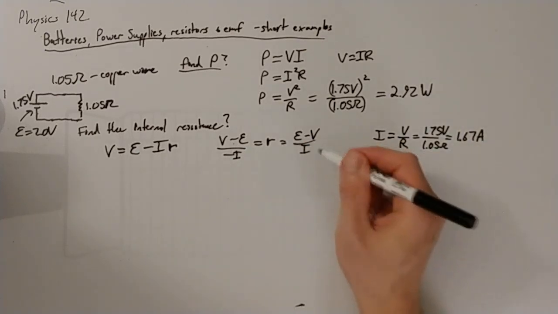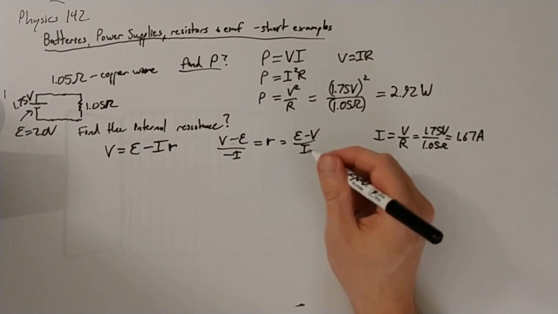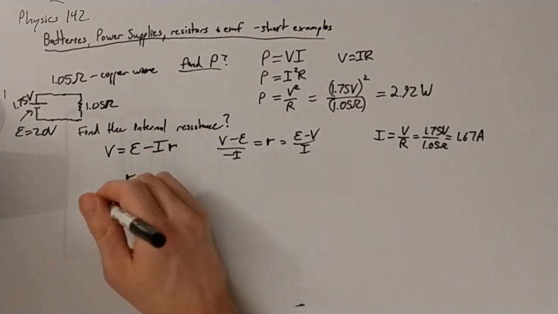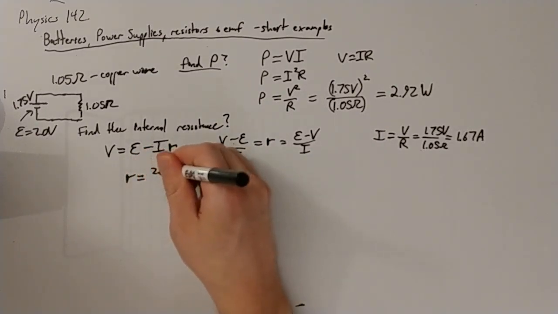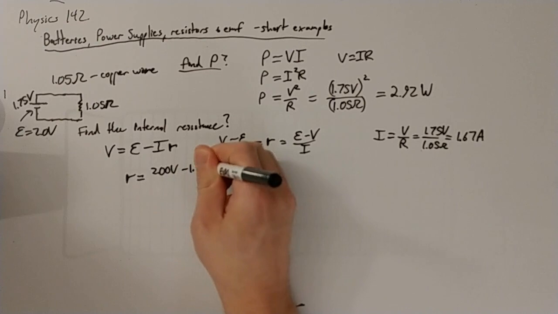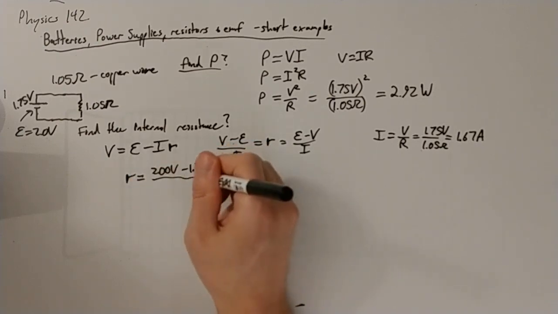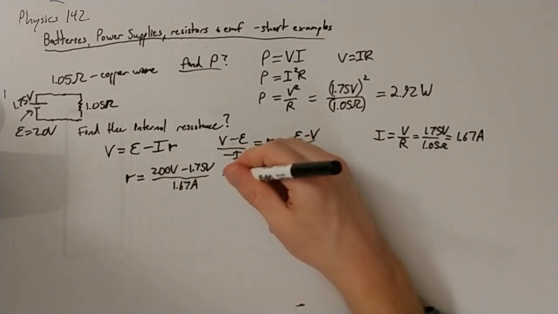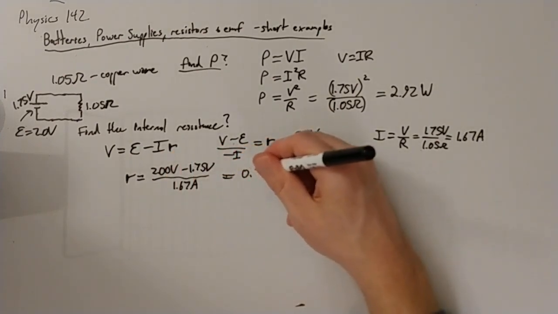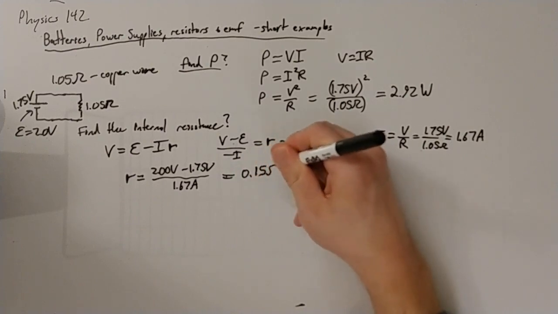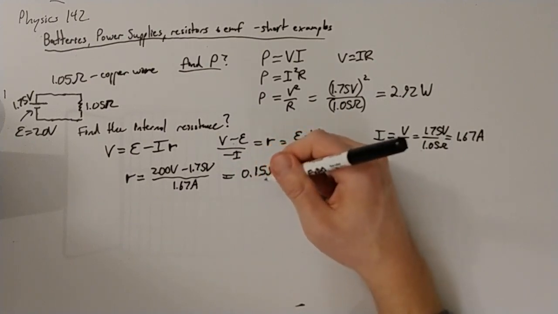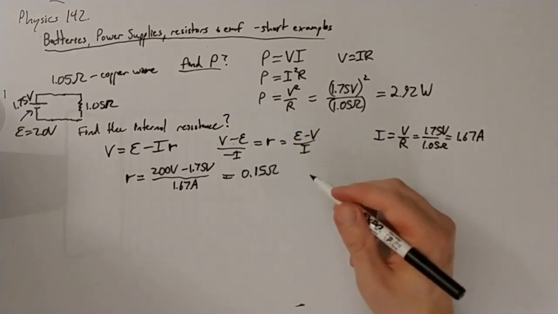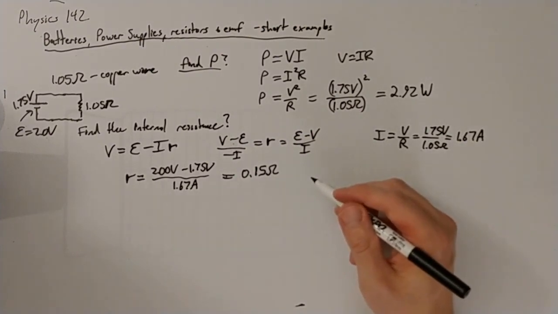So now we can just plug in the values over here, and we're going to get that the little internal resistance r is going to be 2 volts minus 1.75 volts divided by the amount of current, 1.67 amps, and that comes out to an internal resistance of 0.15 ohms.